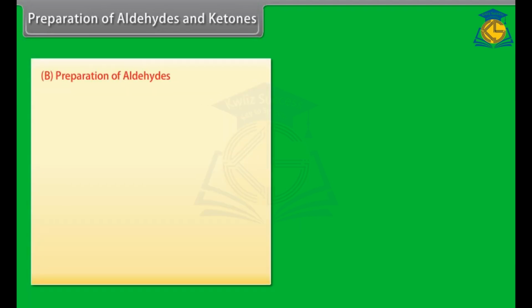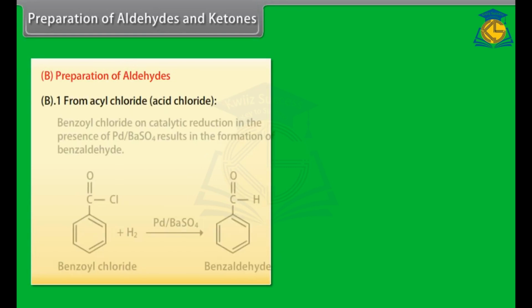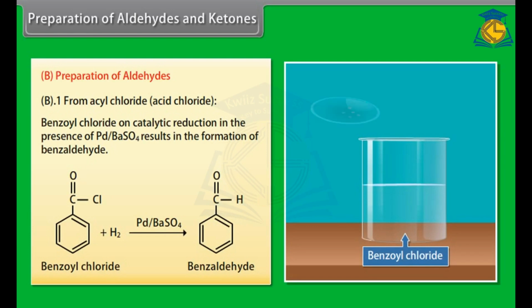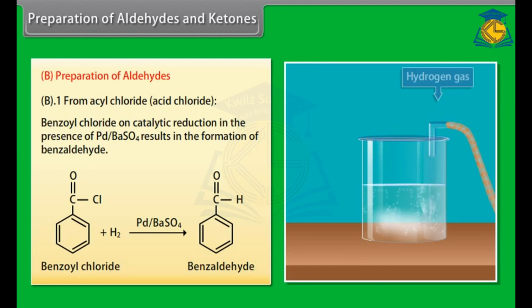Preparation of aldehydes. From acyl chloride, acid chloride. Benzoyl chloride on catalytic reduction in the presence of palladium on barium sulfate results in the formation of benzaldehyde.